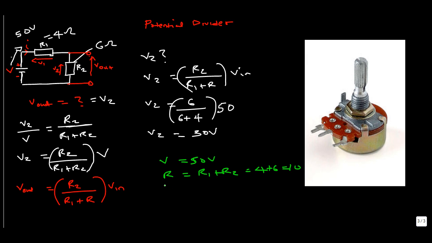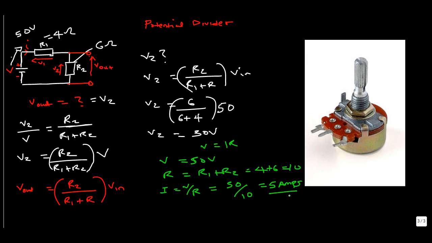And what can we do? Well, we know that the current in a series circuit is the same anywhere in the circuit, so we can just work out the current. We know that Ohm's law states that V is equal to current times the resistance. So current is essentially voltage divided by resistance, which is 50 volts over the total resistance of 10 ohms, and this gives us 5 amps.